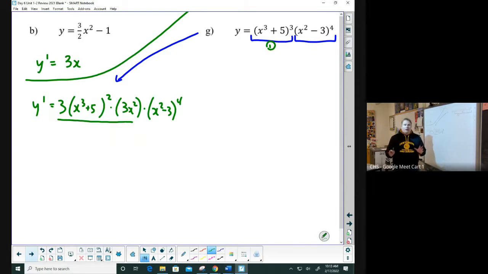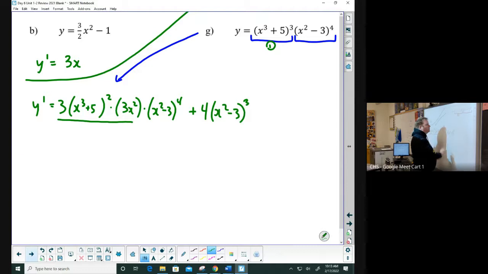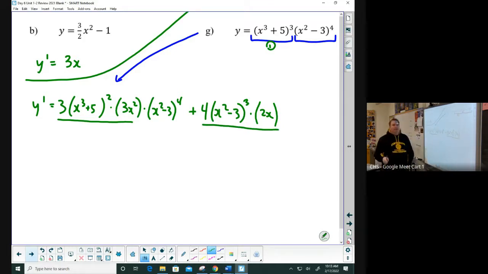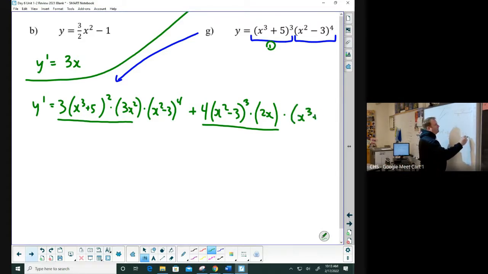Again, I can't forget where I am. I'm in the middle of the product rule, which is the derivative of the first times the second, plus, now I gotta differentiate the second one, just like I differentiated the first. So 4, x squared minus 3 cubed, times the inside. What's the derivative of the inside? 2x. All of that is the derivative of the second. I'll even underline it to remind myself that's all the derivative of the second. But I'm in the middle of the product rule, so I gotta finish by timesing it by the first.